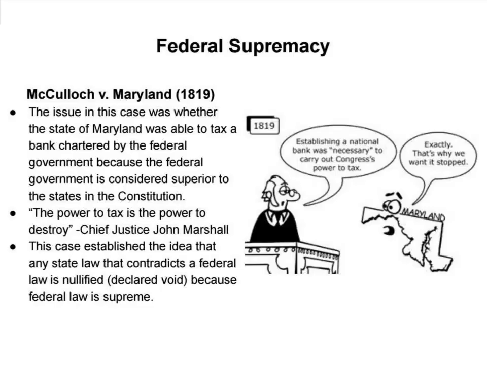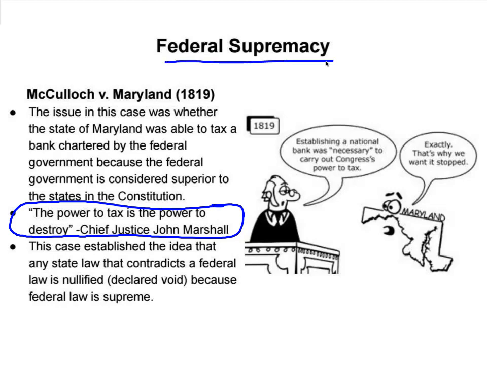The Marshall Court also needed to clarify federal supremacy in the case McCulloch v. Maryland in 1819. The issue in this particular case was whether the state of Maryland was able to tax a bank chartered by the federal government, because the federal government is considered superior to the states in the Constitution. And Chief Justice John Marshall is quoted as having said, "The power to tax is the power to destroy," in his opinion that said, no, Maryland, due to federal supremacy, you cannot tax a national bank.